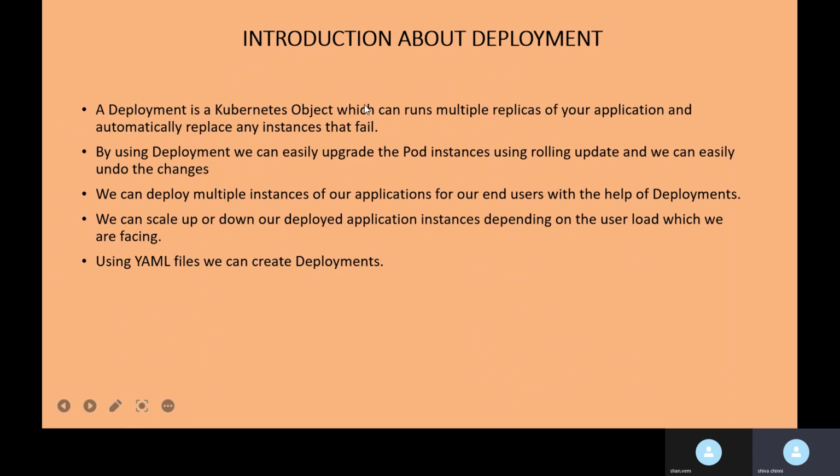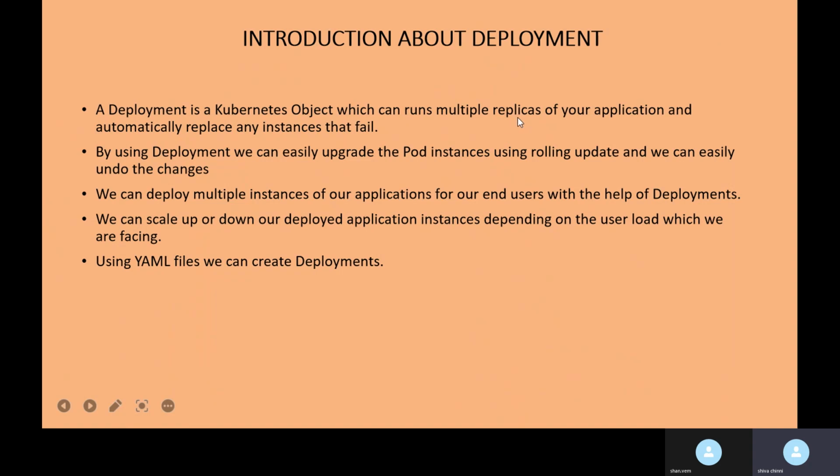So this is the introduction about deployment, how deployment happens in our Kubernetes and EKS cluster. A deployment in Kubernetes is a Kubernetes object which can run multiple replicas of your application, as well as automatically replace any instances that fail. So replicas is one of the key factors we need to mention in our deployment YAML file.